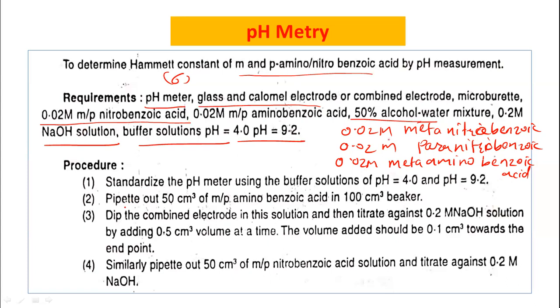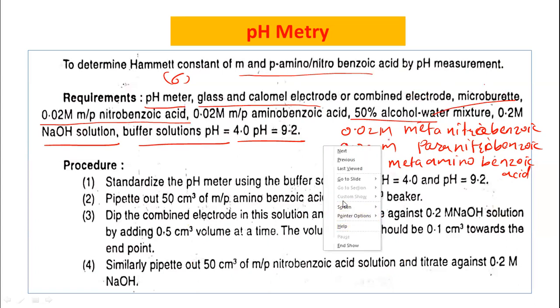Now, how to perform this experiment once we prepare the solutions? We require this number of solutions here, as you can see. So how to perform this experiment? Suppose we take the first solution, that is the benzoic acid solution, with a concentration of 0.02 molar.